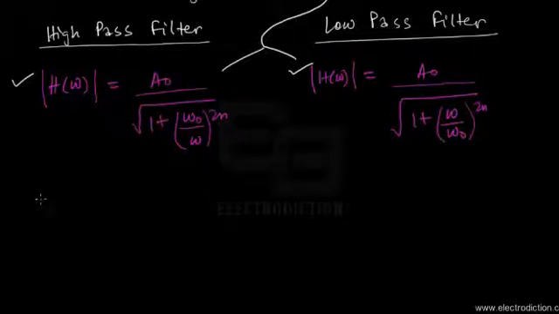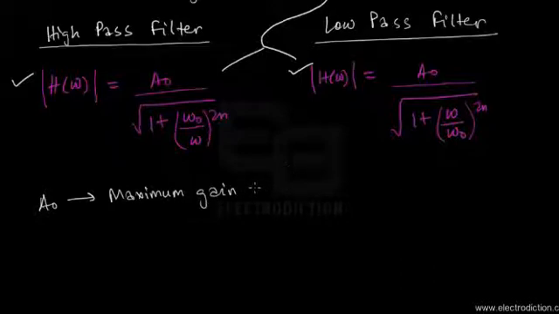First comes A0. A0 is of course the maximum gain, the maximum gain experienced in the pass band of the corresponding filters. That is basically offered by the filter circuits.